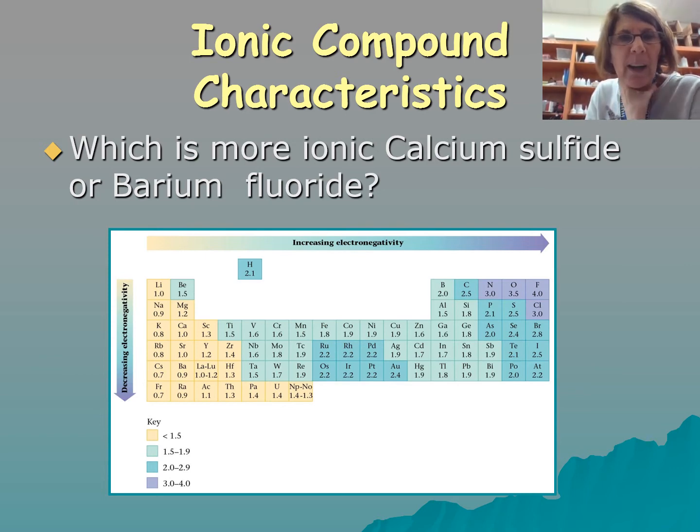And which is more ionic, calcium sulfide or barium fluoride? We're going to look at the one that's further apart. Barium fluoride has barium there and fluorine there. And then we have calcium here and sulfur here. So there's not as much difference. So we say that barium fluoride is more ionic.